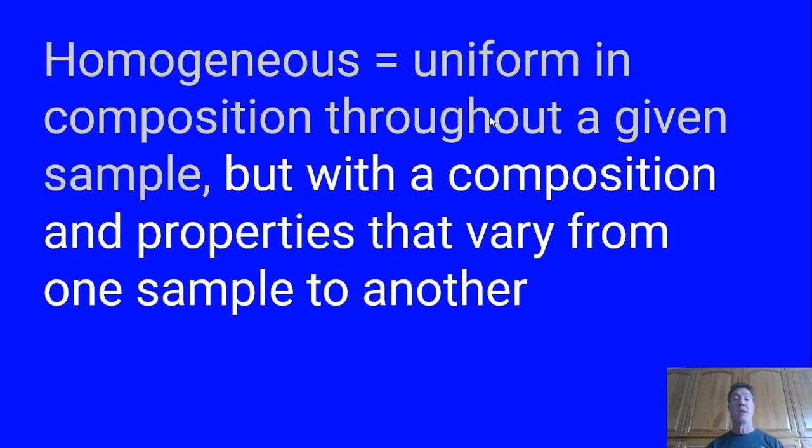So homogeneous means uniform in composition throughout, but with a composition and properties that can vary from one sample to another. So I can have 2 different samples of salt. I can have one with twice as much salt in 2 glasses of water, one with twice as much salt as the other. They're both homogeneous, but the composition and properties will vary between the one with less salt and the one with more salt.